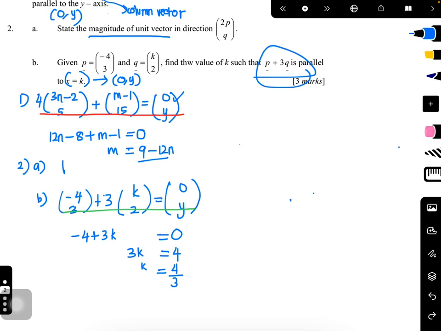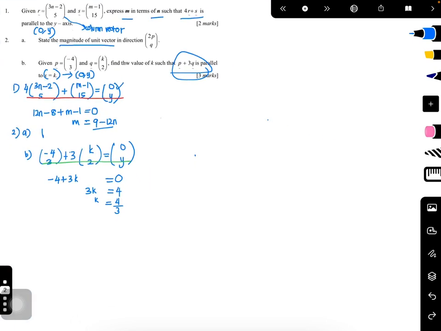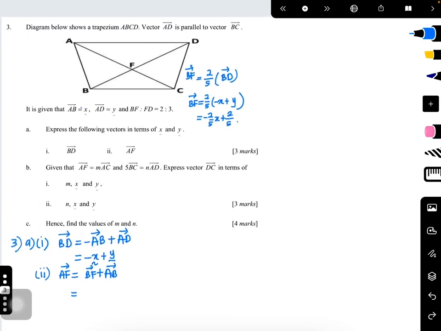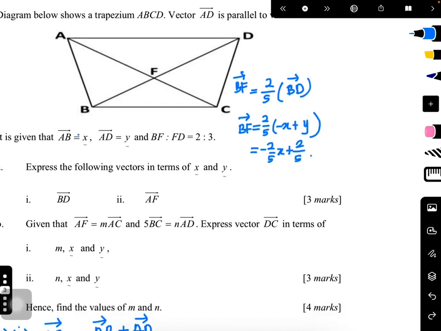Once again, we have values that we don't need to use. We can just ignore them and take out the equation that we need. Negative 4 plus 3k equal to 0, so 3k equal to 4, k equal to 4 over 3. Okay, this question is easy, but I spared too much space for it. For the next question, I've written a little bit.